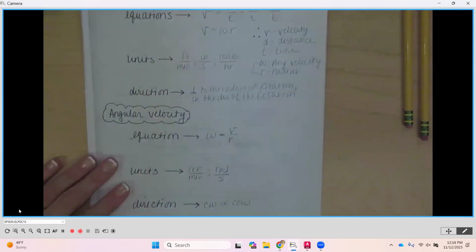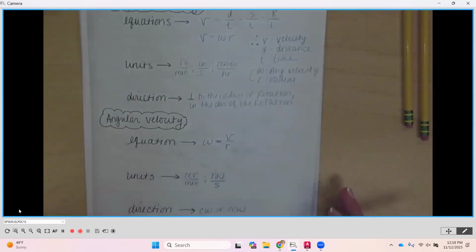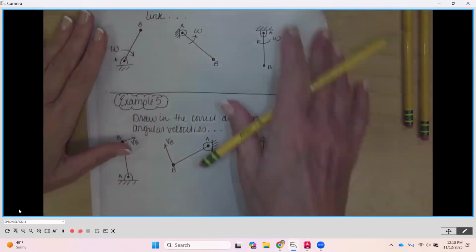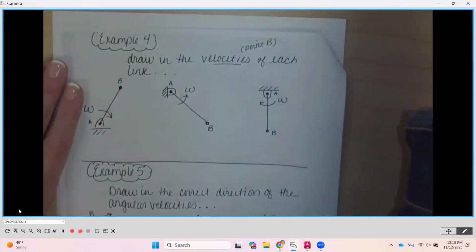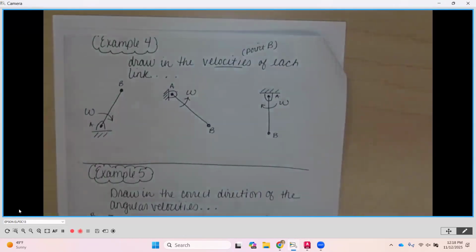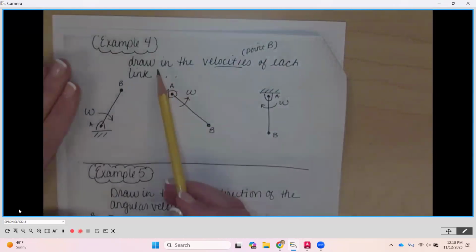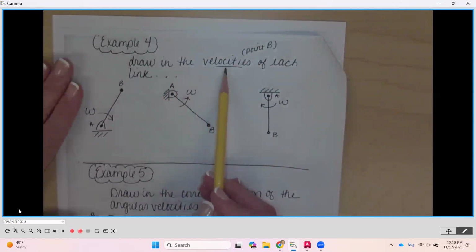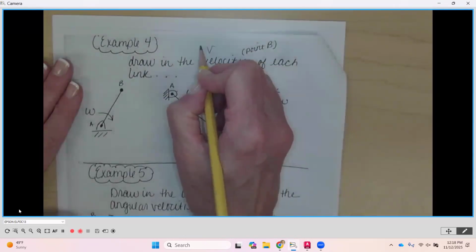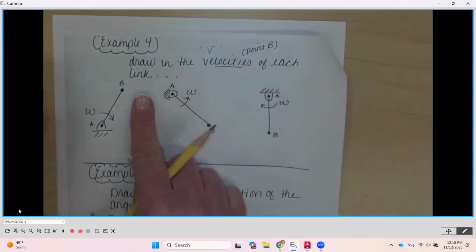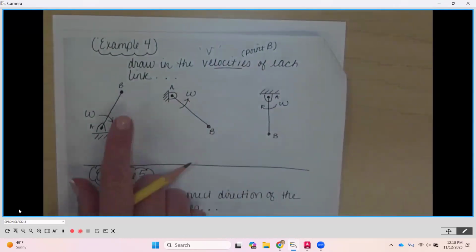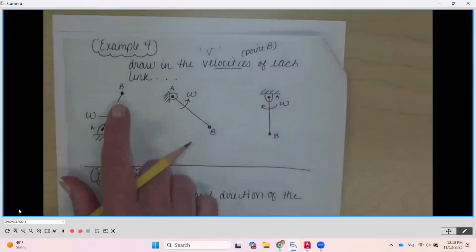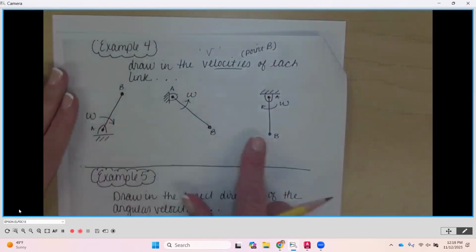So questions on here at all or comments? All right. So let's turn the page. And before we move on to the new subject for today, we have two little examples here that review some of the information we had last time. So for instance, it says, draw in the velocities. So this is going to be our V, our straight line velocity on each one of the links. If we look here, this is supposed to be for point B. Point B is at the end of each one of these links.